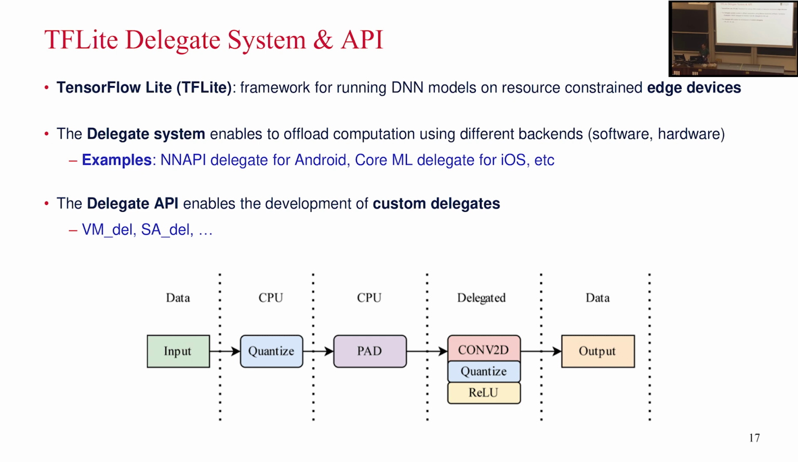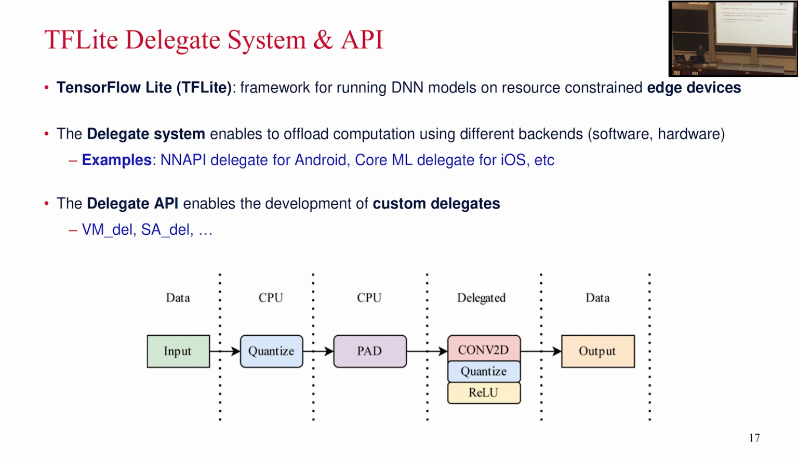And basically, initially, in TF-Lite 1.0, they provided the NN API delegate for Android and the Core ML delegate for iOS, but they didn't allow you to create your own delegates. Okay, without that, you are actually very limited, right? At some point in TF-Lite 2, they allowed you to create your own delegates, and we did that for our accelerators.